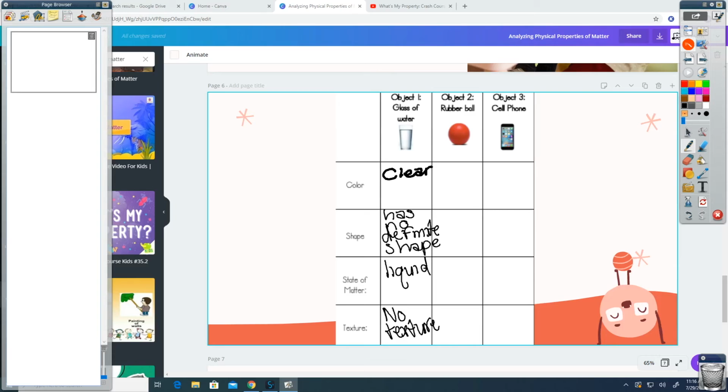Now let's move on to a rubber ball. So the color of this rubber ball, well, that's easy to see. It is red. Its shape, it is a spherical shape. So we're just going to say it's in the shape of a sphere. Or you can say, some may say a circle. The state of matter, is it a solid, liquid, or gas? We know that this is a solid. And the texture. Think about, how does a rubber ball feel when you touch it? They usually feel pretty smooth.